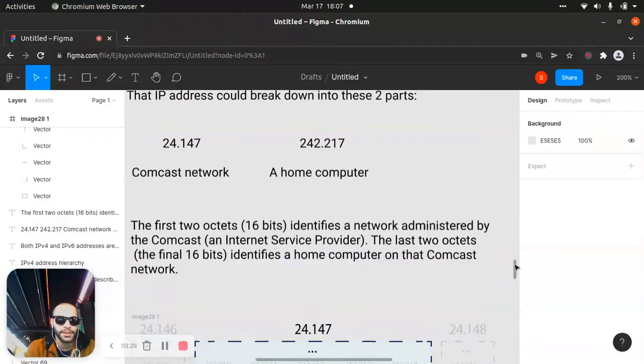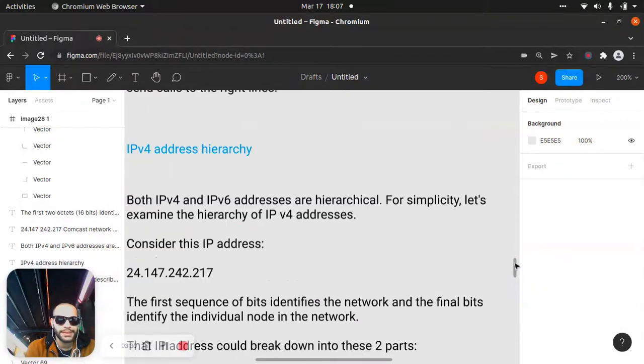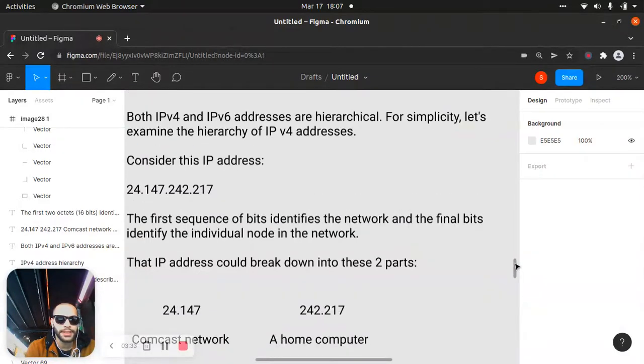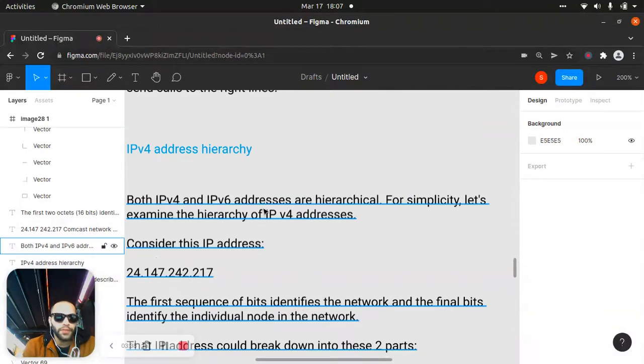IPv4 address. Both IPv4 and IPv6 addresses are hierarchical. For simplicity, let's examine the hierarchy of IPv4 addresses. Each part is between 0 and 255. What we have here is 24, 147, 242, and 207.